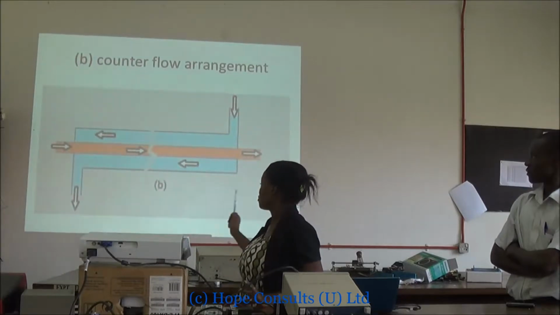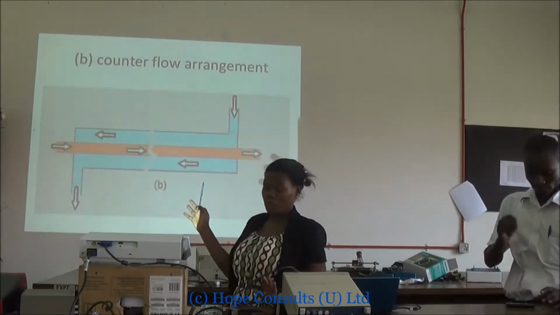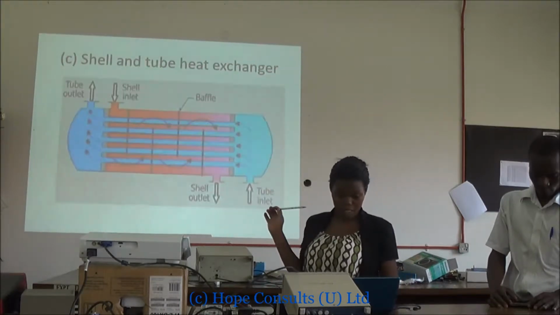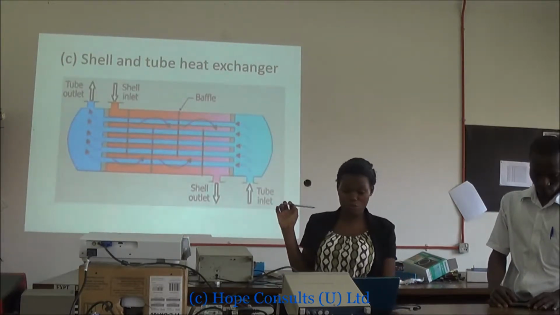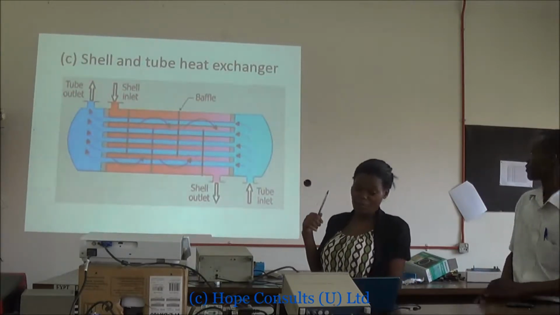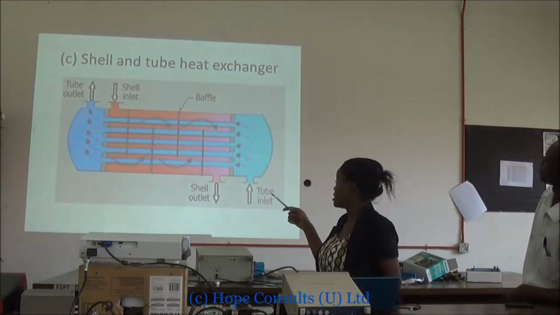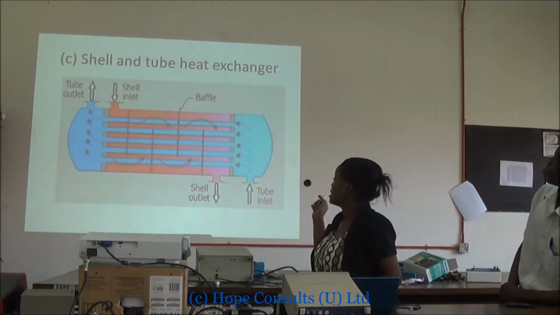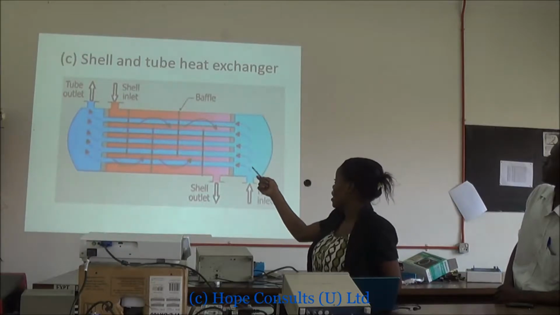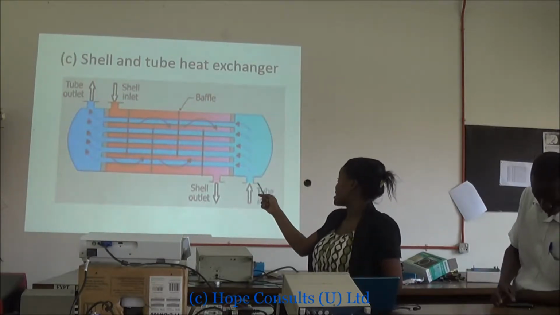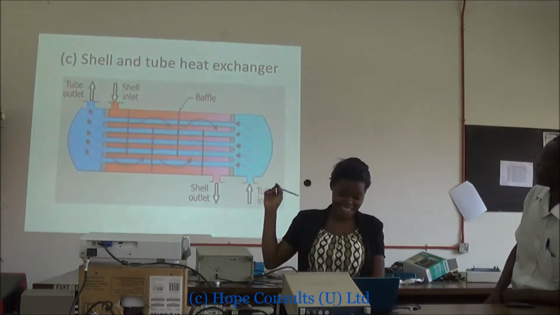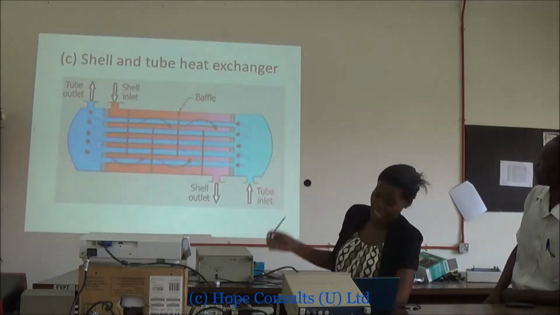So the outlets are also going to be at the opposite ends. That is the counter flow arrangement. Then we have the shell and tube heat exchanger. In this one, we have one shell, as you can see, but it has different outlets and inlets. So we have the tube outlet there, the shell inlet there. Those are the types of heat exchanger.